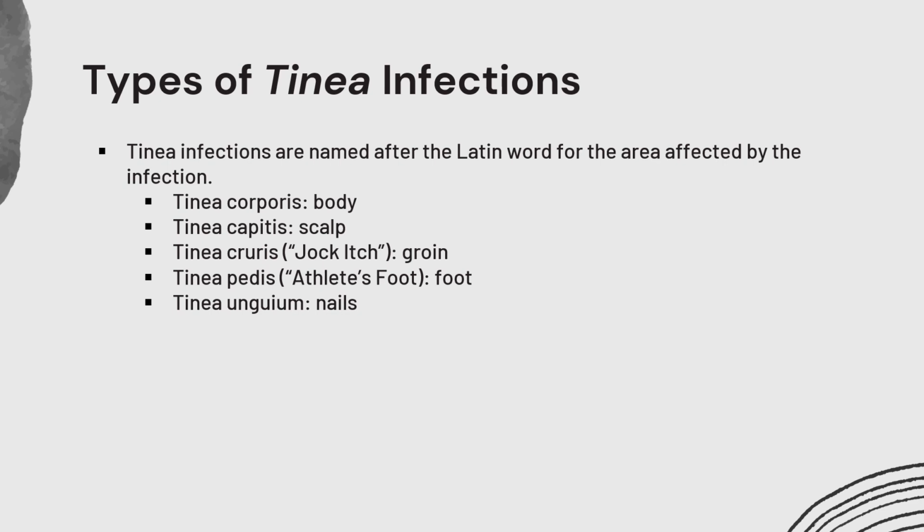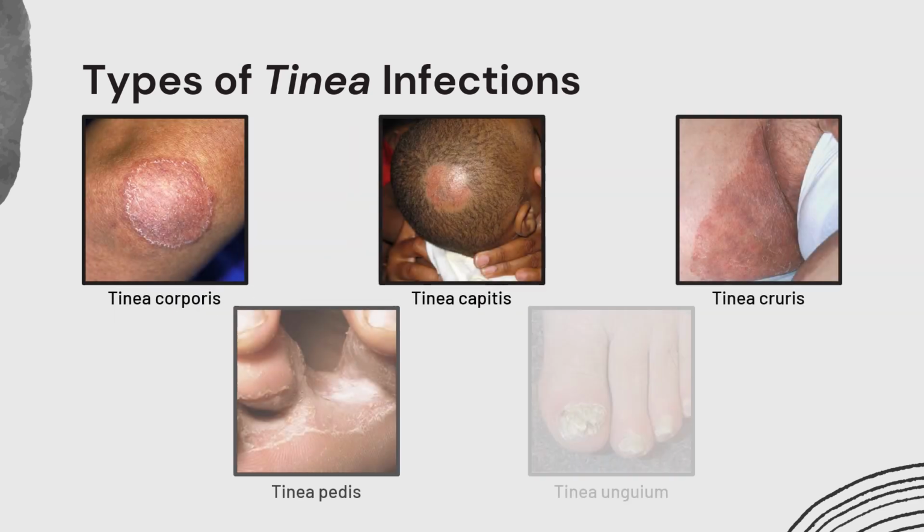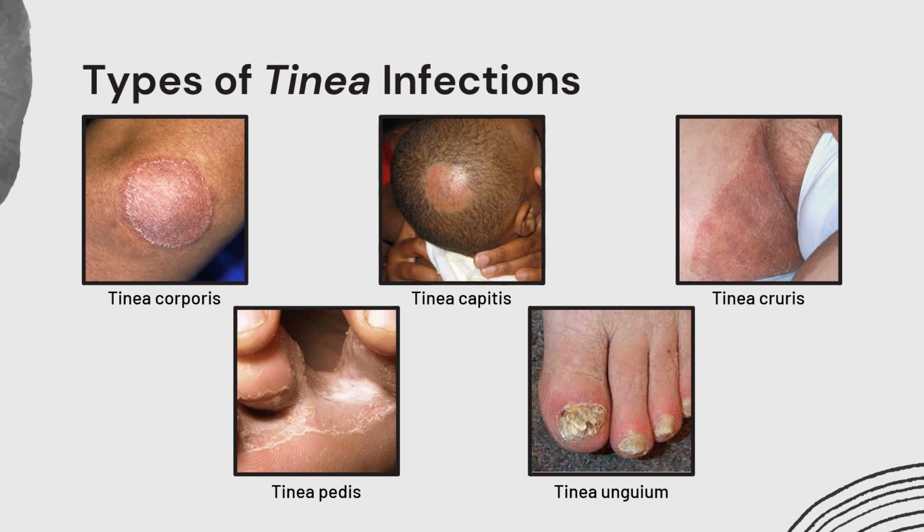Tinea infections are named after the Latin word that describes the location of the infection. So you have Tinea corporis, which infects the skin, Tinea capitis infects the scalp, Tinea cruris, or jock itch, affects the groin, Tinea pedis, or athlete's foot, affects the foot, and Tinea unguium infects the nails. And here are some photos of those infections.